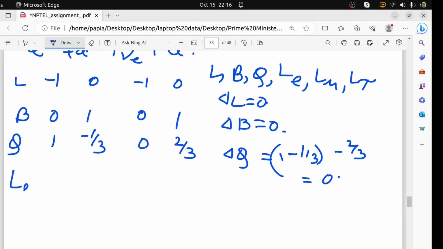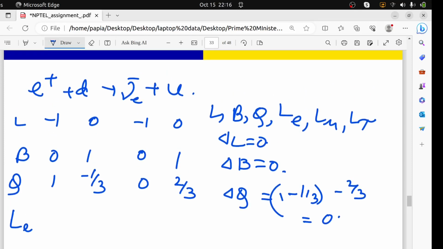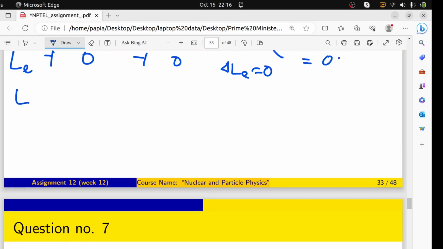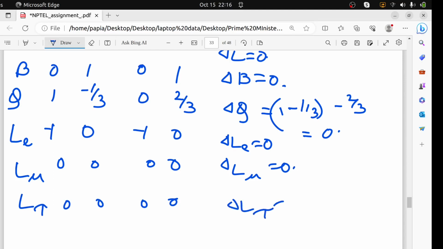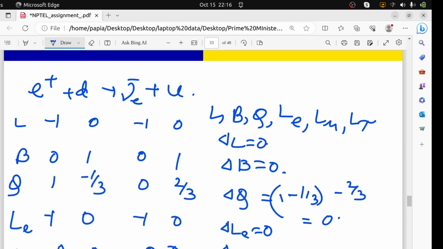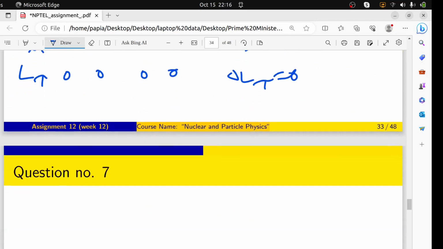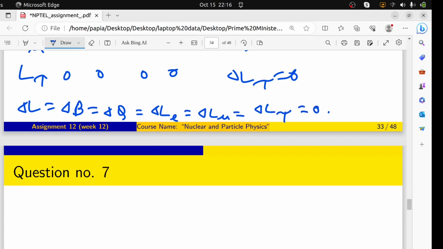Now Le. Le is here minus 1, 0, minus 1, 0. Delta Le is also 0. L mu is 0, 0, 0, 0, so this is 0. L tau is also 0 because there is no tau type lepton. So you can see here that for this case delta L, delta B, delta Q, delta Le, delta L mu, delta L tau all are 0.